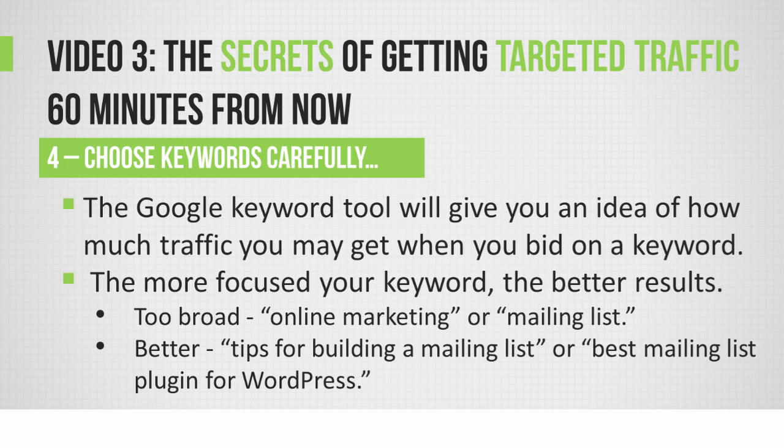Now, a better and more focused keyword choice is something like tips for building a mailing list, or best mailing list plugin for WordPress, or even maybe a search where someone is looking for the review of a specific product. The point is, you have a better chance of converting someone who is searching for a focused keyword, as many times you know exactly what they want. If your landing page delivers what they want, then you're in like Flynn. In other words, you're going to have a successful campaign.